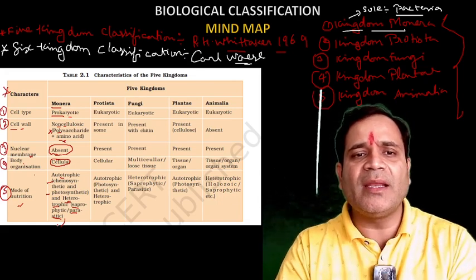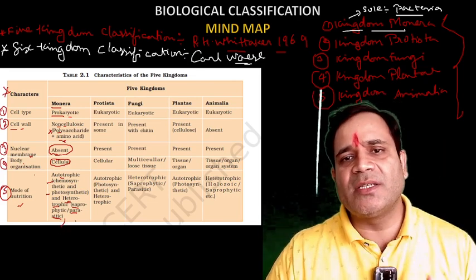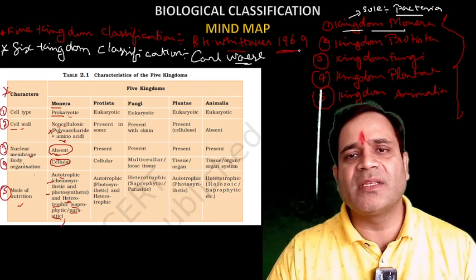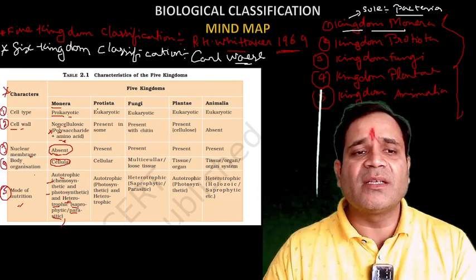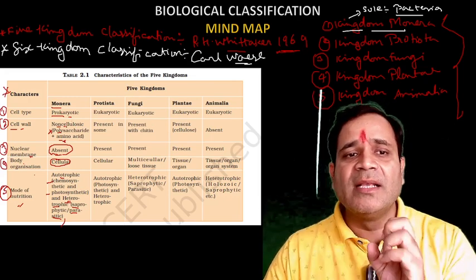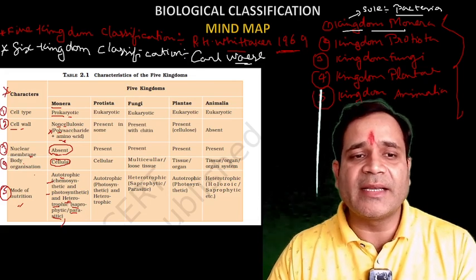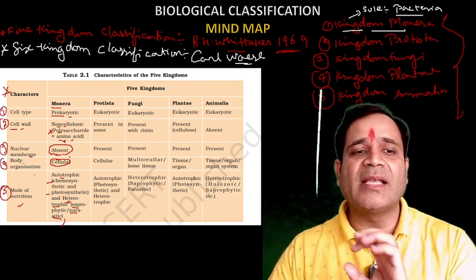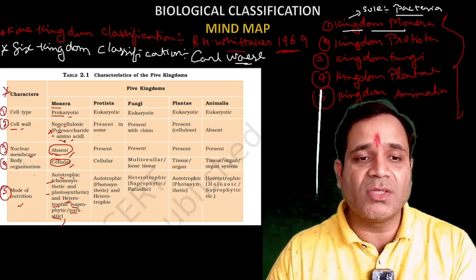Now, in the five kingdom classification, according to R.H. Whittaker in 1969, this year is very important to know. In the kingdom Monera, the cell type is prokaryotic and the cell wall is non-cellulosic, made up of polysaccharides and amino acids. The nuclear membrane is absent. Body organization is cellular. Mode of nutrition is autotrophic.